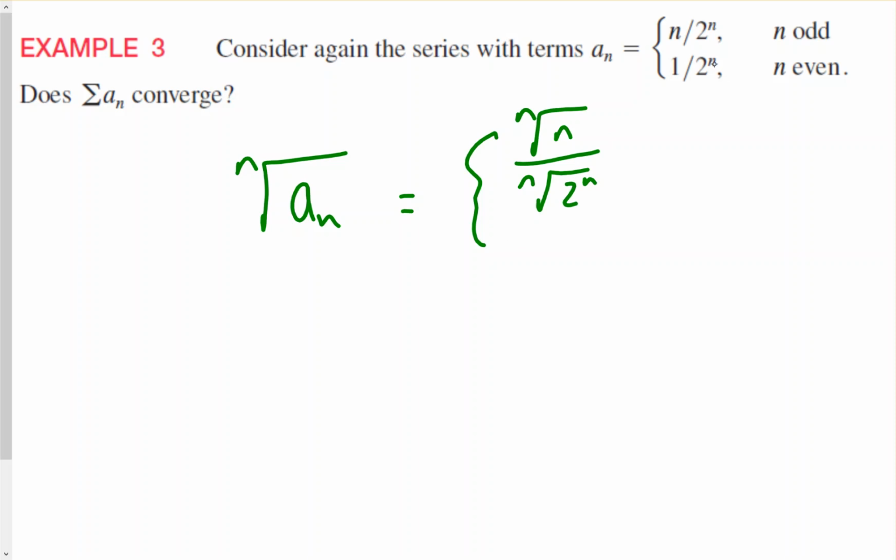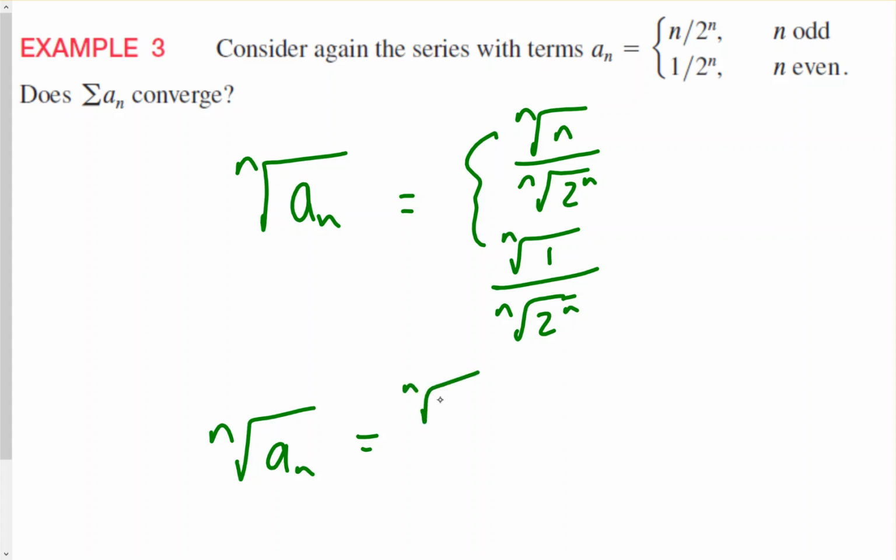And then for the bottom scenario, we will do the nth root of 1 over the nth root of 2 to the n. Okay, so the nth root of a_n. So the nth root of n, that'll stay. And then the nth root of 2 to the n, the n's will cancel, so you'll just be left with 2. The nth root with the nth power, they totally cancel. You're left with what's underneath. So 2.